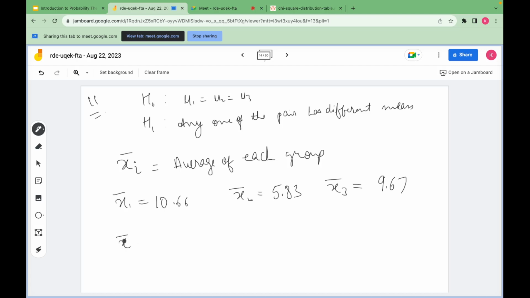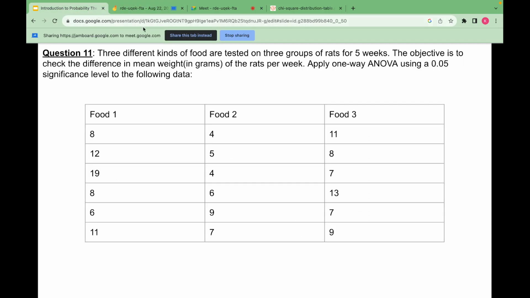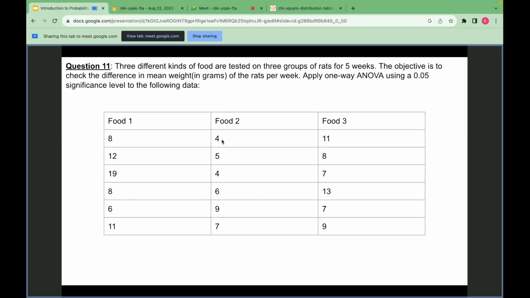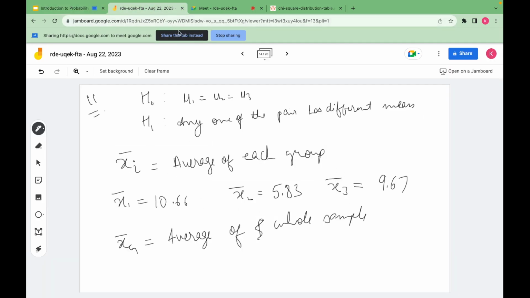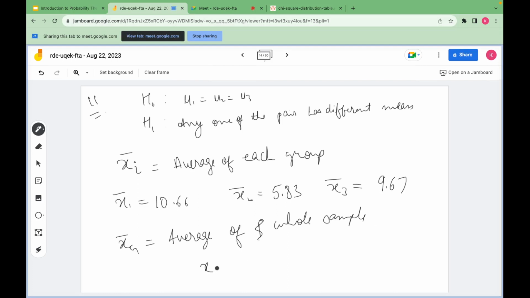Now we will calculate the x bar, which is xg bar, the average of the whole sample, which means we will calculate the mean for all these values. Okay, for all these values. So that value comes out to be 8.56. I am taking it as x bar.